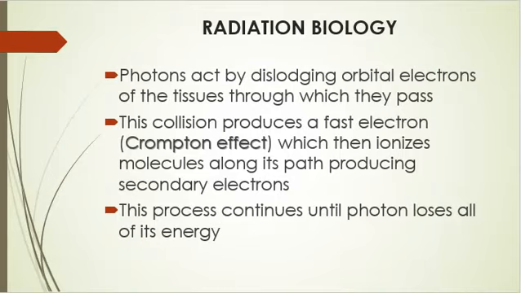Along with the production of secondary electrons, free hydroxyl radicals are also produced. About 80% of the cell contains water. So cellular radiation damage is mediated by the ionization of water and production of free radicals, that is hydrogen and hydroxyl. The process of this Compton effect continues until the photon loses all its energy.